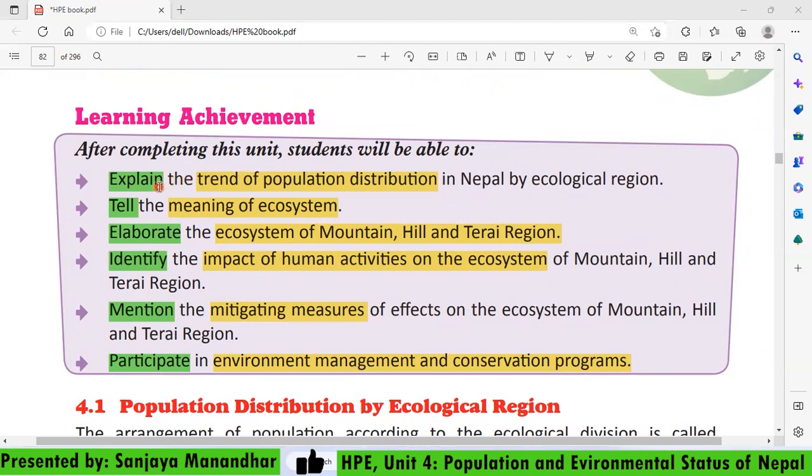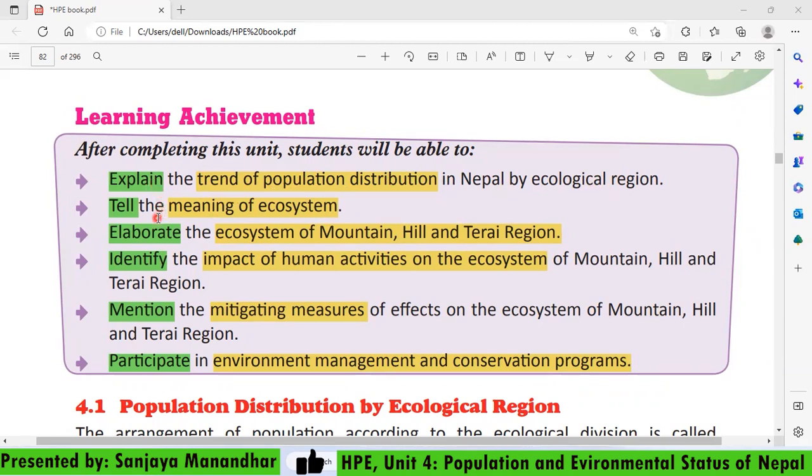The first thing you will learn is to explain the trend of population distribution in Nepal by ecological region. What is the trend of population distribution? How is the population distributed in Nepal? How is the population distributed according to ecological regions, meaning Himalayan, Hilly, and Tarai region? We have three ecological regions. How is population distributed in all these areas? We must be able to explain it.